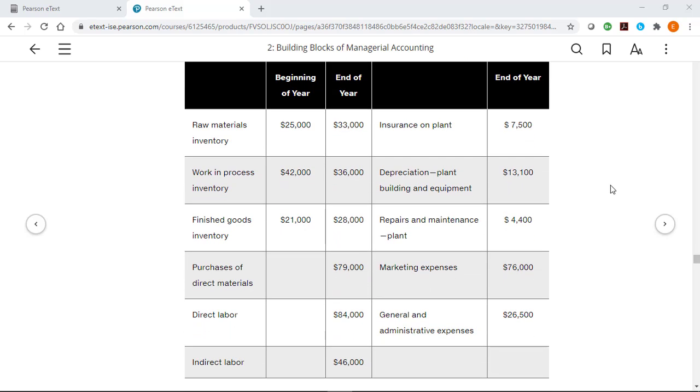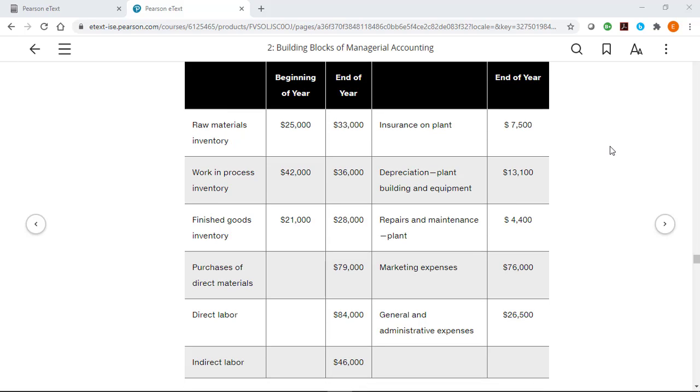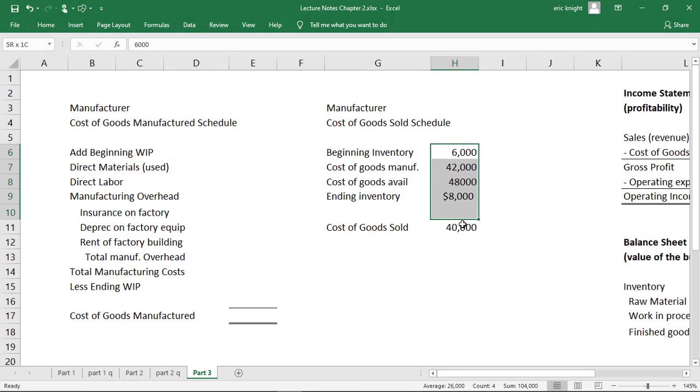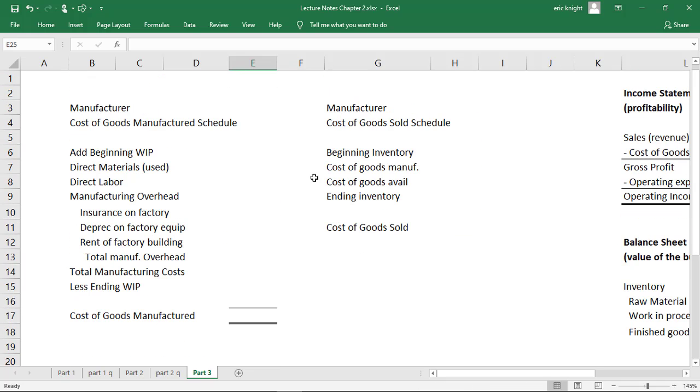So what you need to do, I'm not going to flip back and forth, but this is the information that's given, beginning of the year, end of the year, for raw material, work in process, finished goods. So make sure you have this available in your book. What you need to do is be able to do these schedules. The schedules, we can just use them over and over. I'm using Excel, as you can tell. We can just delete this and put new numbers in. And it's just that simple. Once you set up one problem, you can set up any of them.